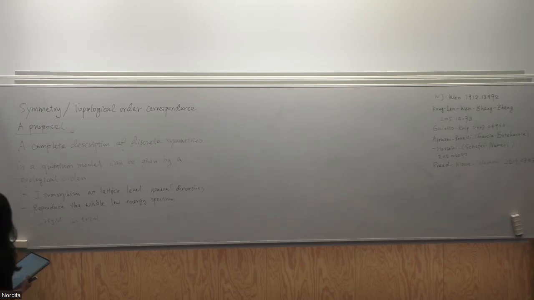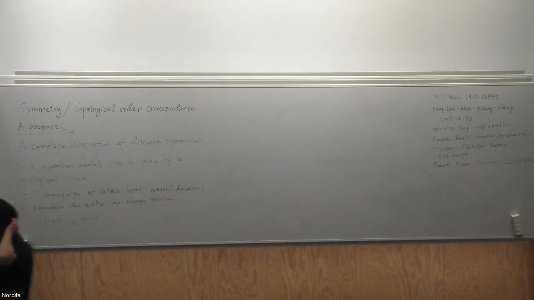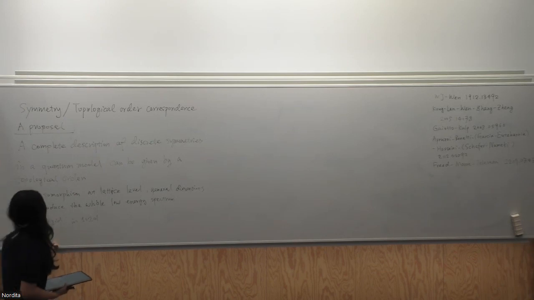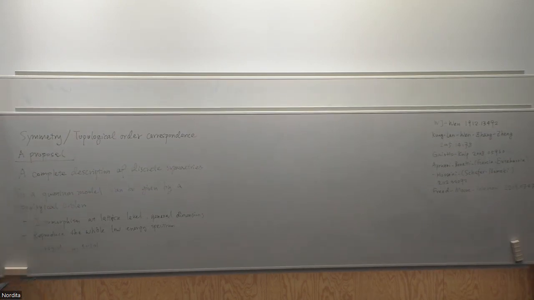Okay, let me continue. I want to talk about a proposal about the complete description of discrete matrix in quantum models and how it can be described given by a topological order.